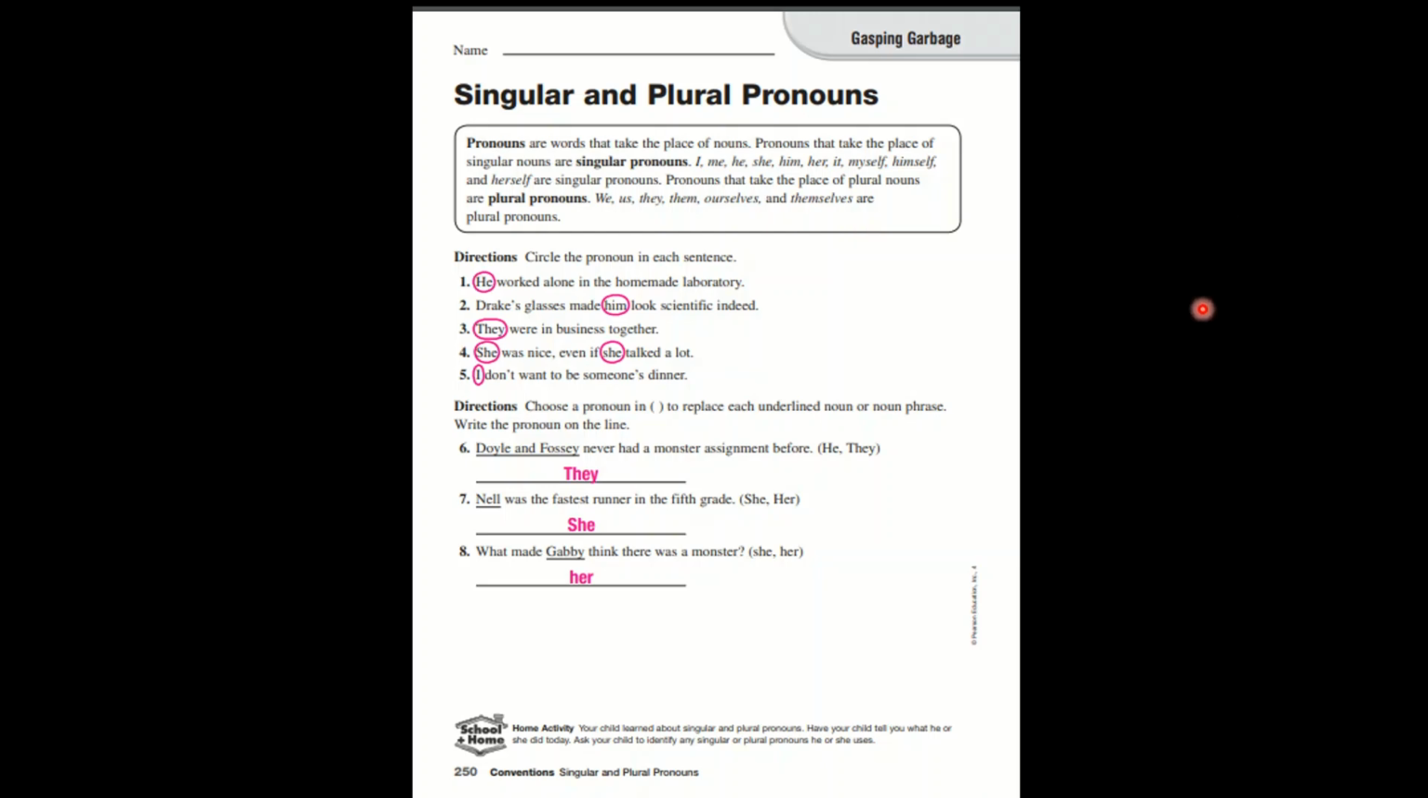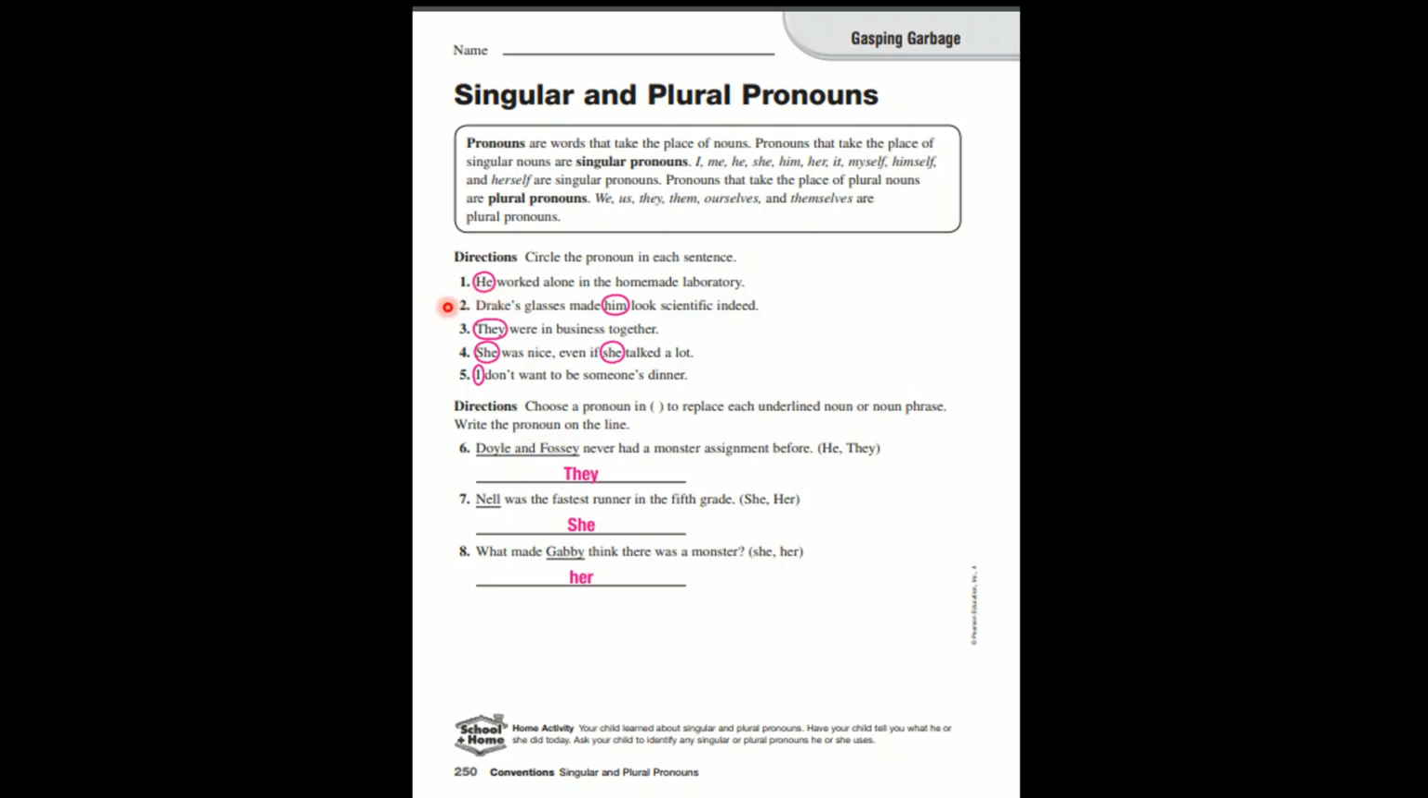We are going to look at these sentences and we're going to come up with a pronoun, okay? He worked alone in the homemade laboratory. So the word he replaces the name of the noun. So instead of saying John, the scientist, we will replace it with a pronoun. And the pronoun that matches will be he.